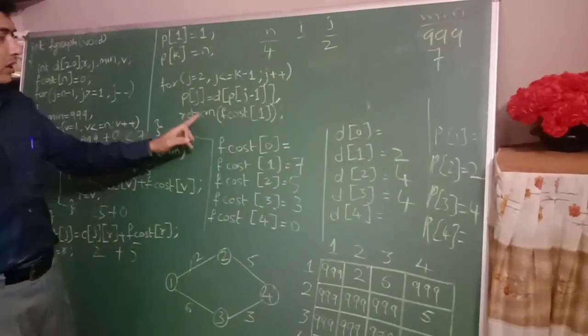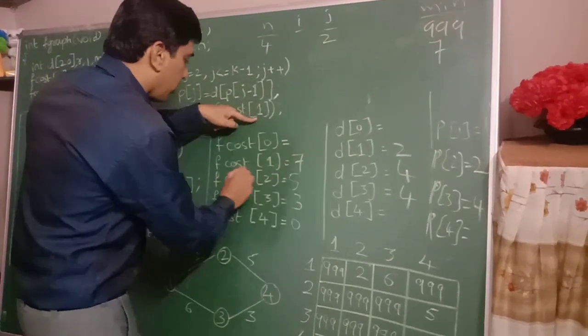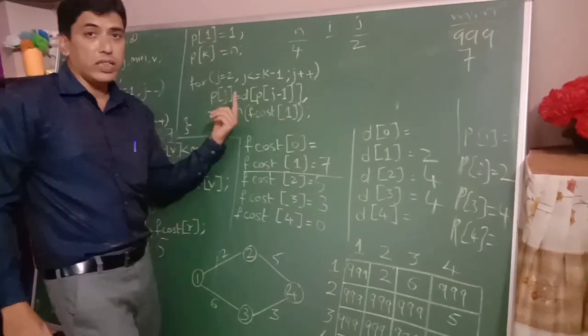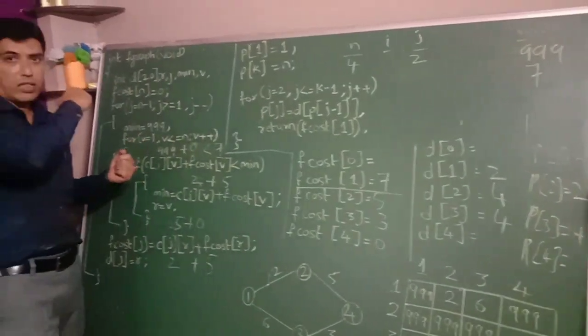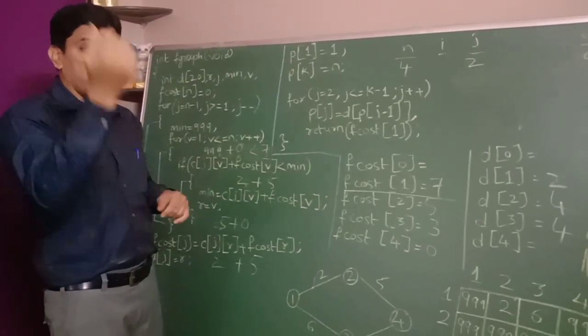Okay. Afterwards return f cost of 1, right? What is f cost of 1? F cost of 1 is here 7. Okay. So f cost of 1 is 7. So you refer this one, min cost is equal to f cost. So value of 7 is returned.